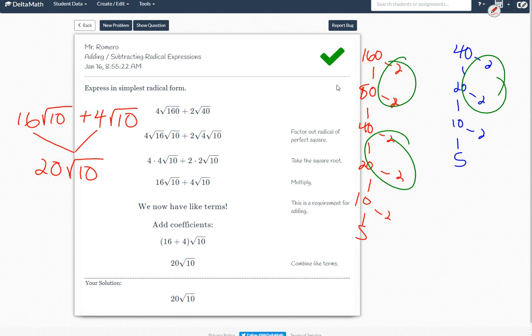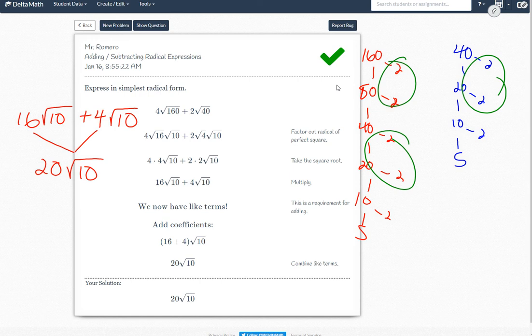Sarah, any questions? You have a question, Emma? No. You have my blessing. Yes. So you multiply 5 times 2 and the other 5 times 2.